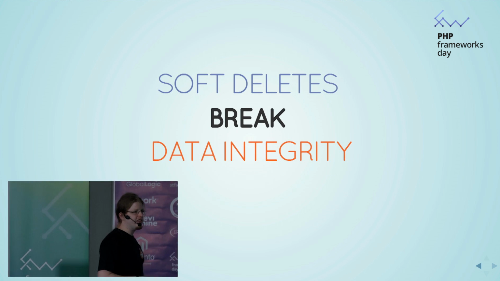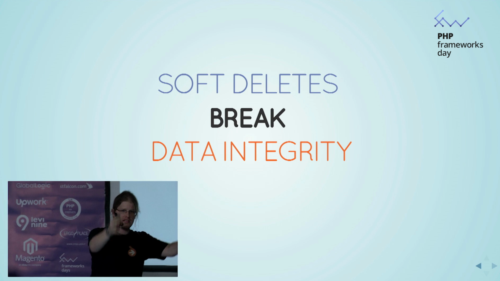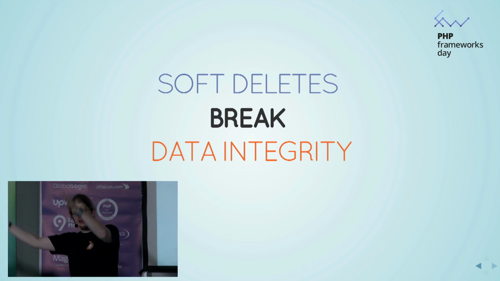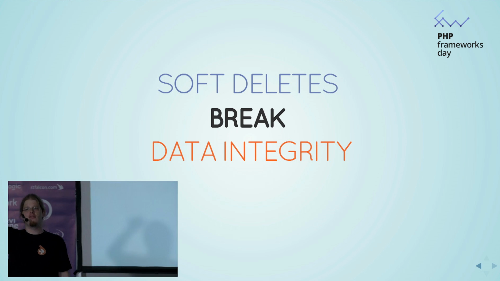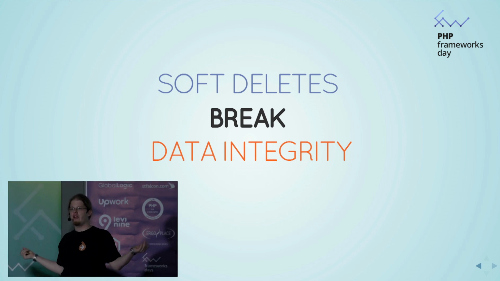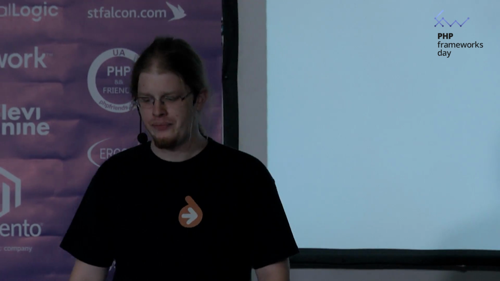Second, you're breaking data integrity. Now you have half the database is valid, the other half is deleted data. But you still have foreign keys from the valid to the invalid data. How does that work? Every time we have a query that crosses this boundary between valid and deleted data, you will have a crash, because that's how soft deletes work.